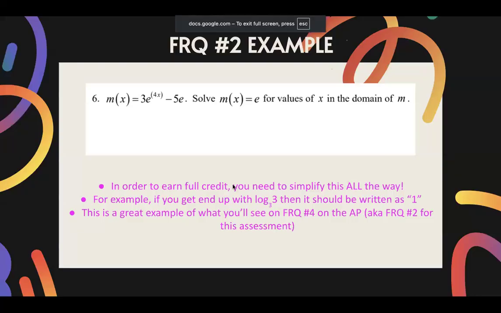If you look at this worksheet right here, in order to earn full credit, you have to simplify all the way. So if you get down to something like log base 3 of 3 or ln of e, you have to rewrite that as a 1 because we know what that value equals. You cannot leave it in its log form. So if we were to do this question right here, we know m of x equals all of this, and we know m of x equals e in order to solve for x. So we're going to replace the m of x with the e.